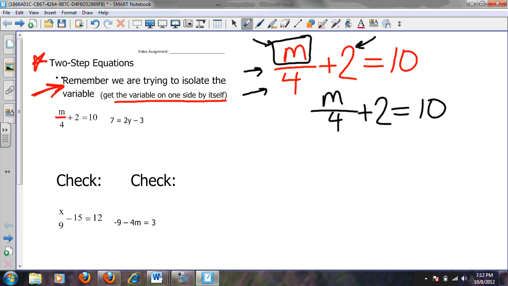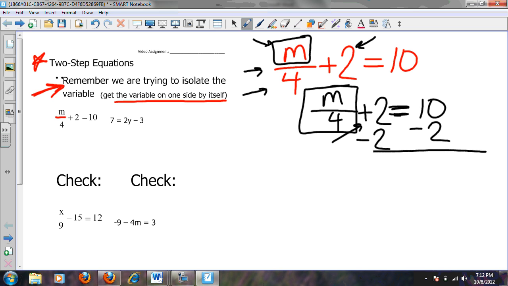My first step in isolating my variable is to look at the variable divided by 4. So my first step would be to subtract 2, because I want to get rid of this 2. But remember, it's an equation, so I have to subtract 2. Remember, I do the same thing on both sides. Here, I'm going to get 0. So I'm left with m divided by 4 equals 10 minus 2 is 8.